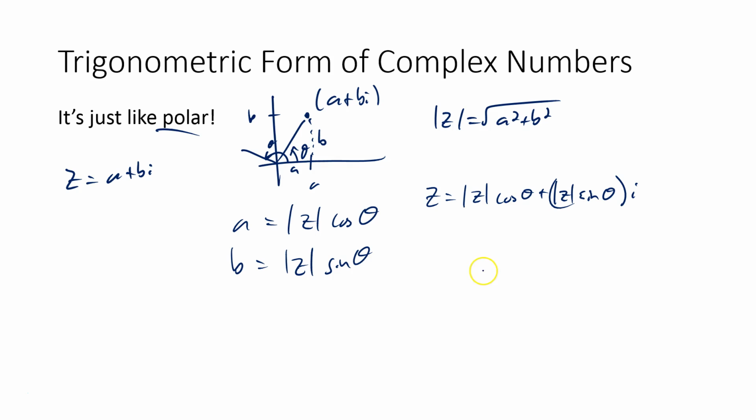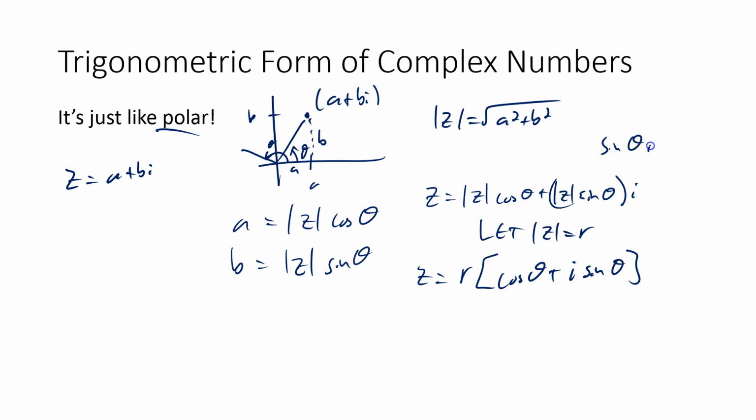So the convention for this is instead of writing absolute z every time, we write r. So we say let absolute z equal r, and now we can pull that out. So z would be equal to r times cosine theta plus, I'm going to bring the i to the front, i sine theta. The reason I bring the i to the front is because writing sine theta i, the question is, are you taking the sine of theta i, or are you doing sine of theta and then multiplying by i? The second one is what you want. You want to do the sine of theta, then multiply by i. So this is just a new way of writing z equals a plus bi. These are the same thing.